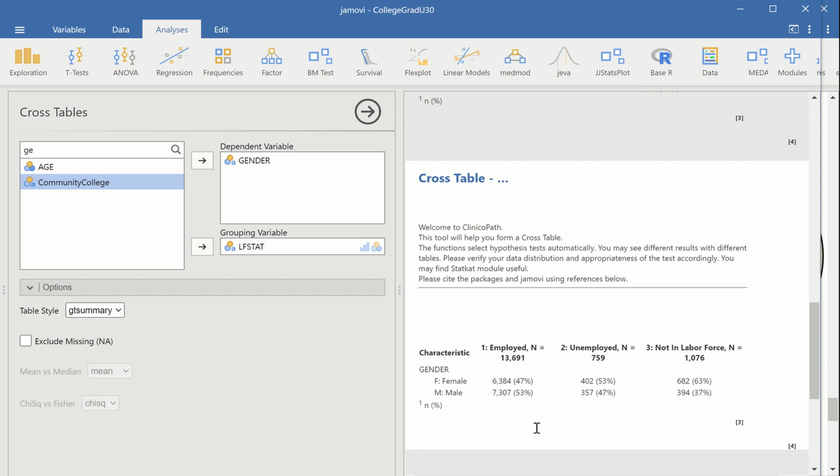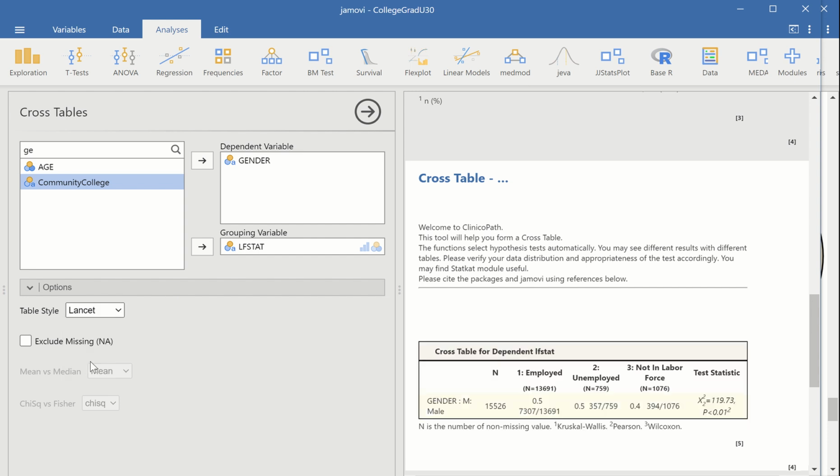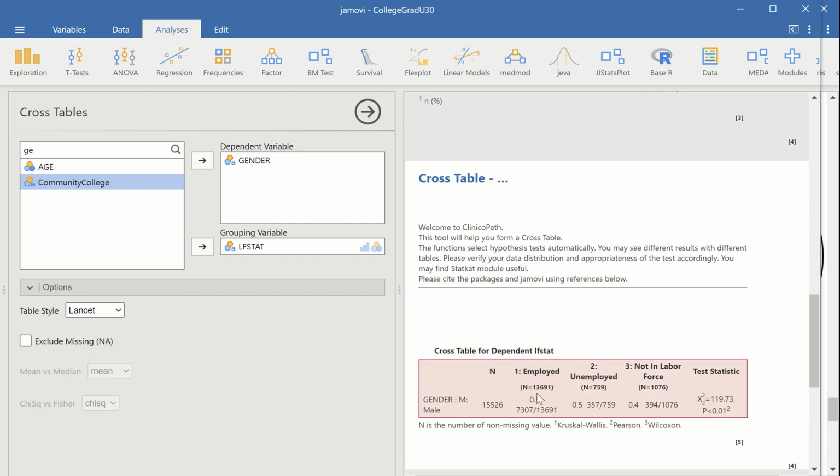And we look at this and we see that more females are unemployed and not in the labor force than males, and that gives us our first crosstab, and that's useful. GT summary, unlike something like Lancet, doesn't give us the chi-square values of them being different, and this one does, and it tells us that it's statistically unlikely that there's no difference.